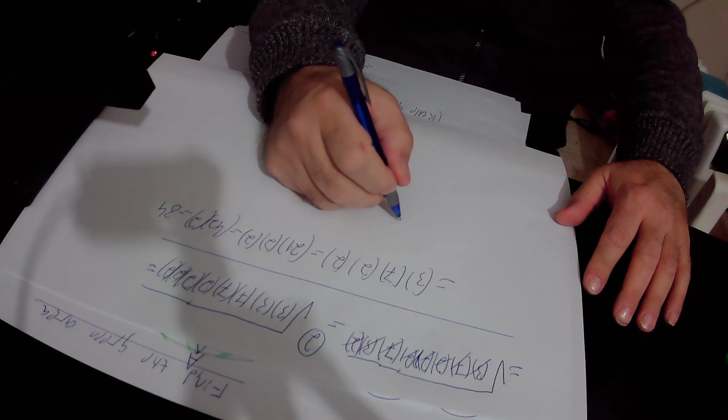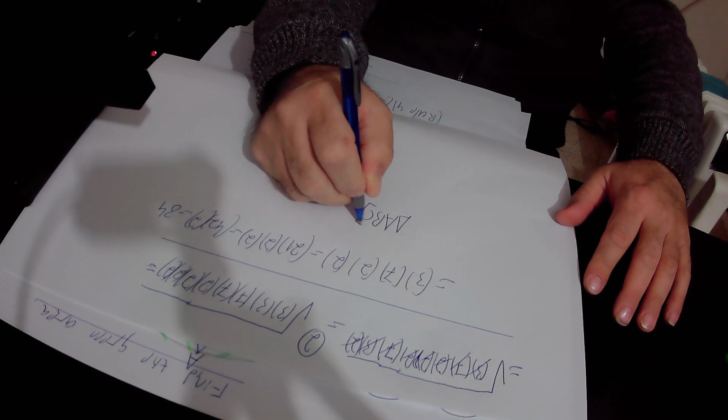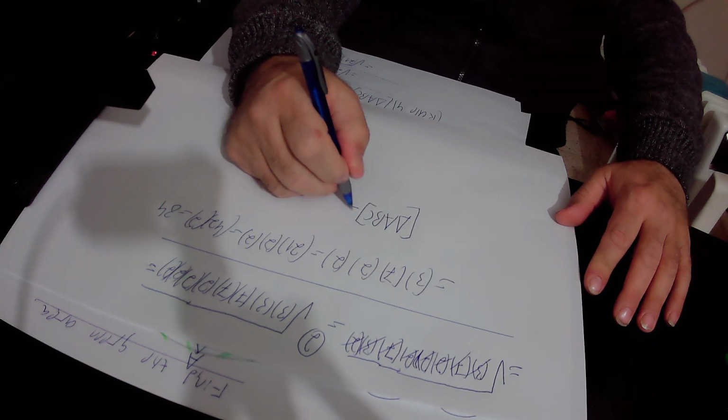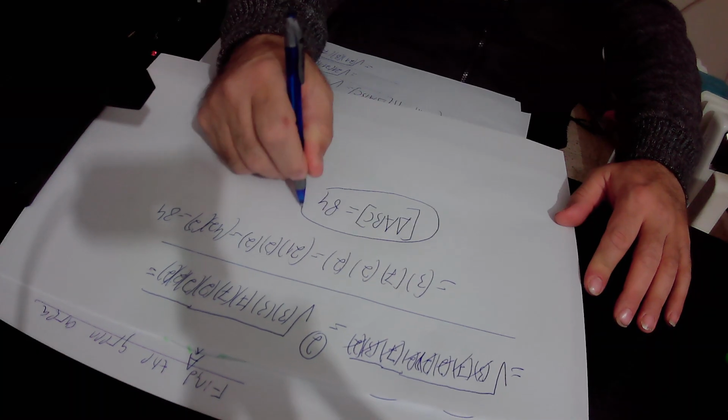So in conclusion, we found out that the area of our triangle ABC, that is blocked by the circle, equals 84 square units.